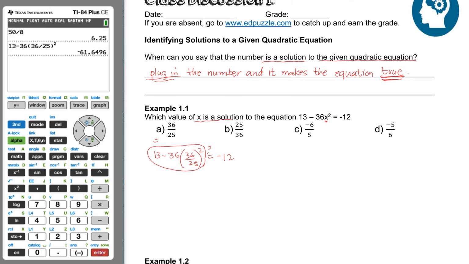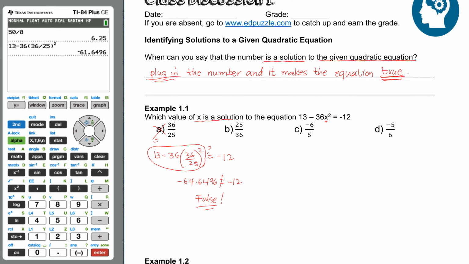Then press enter. So you have there negative 61.64. I would just write here the decimal. I will not even bother changing that to a fraction. So negative 61.6496, which is actually not equal to negative 12. So this one is false. Okay, so that means A is not the solution.